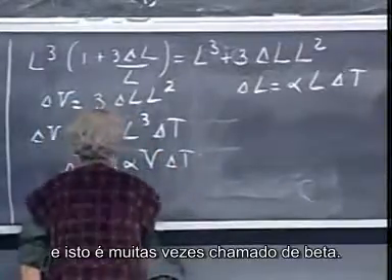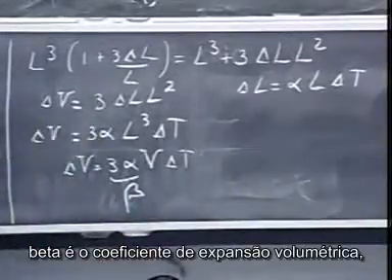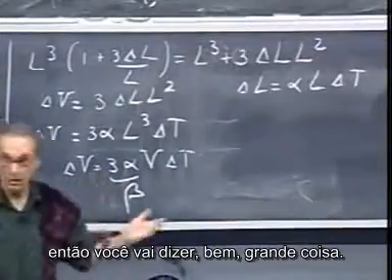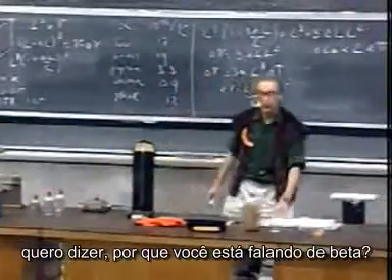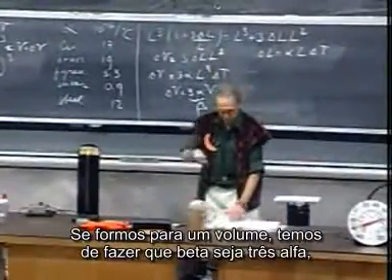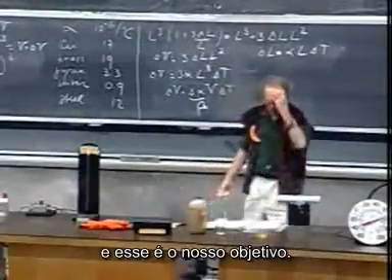And this one is often called beta. Beta is the cubical expansion coefficient as opposed to the linear one. So you will say, well, big deal. I mean, why are you talking about beta? Because if we have the values for alpha, all we have to do if we go to a volume is make that beta 3 alpha, and we are in business.